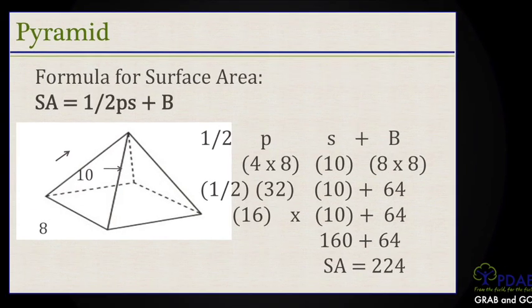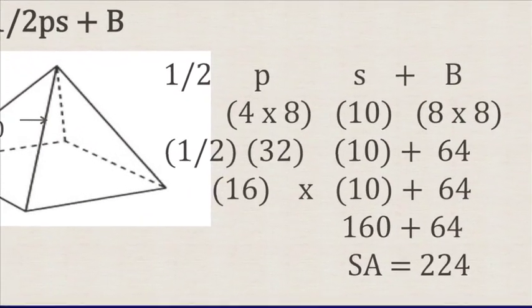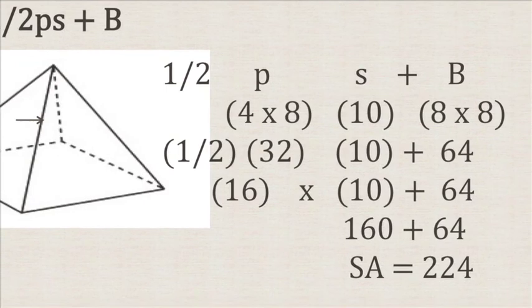Now we have 1/2 of the perimeter, which was 16, times 10, the slant height, 160. Add that to the base, which was 64, and you have the surface area of 224. Easy as pie.